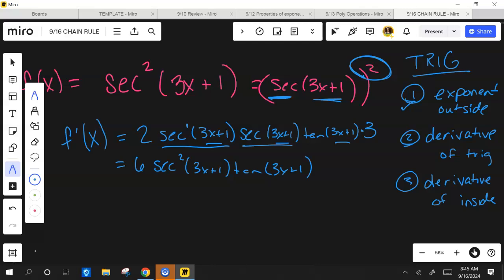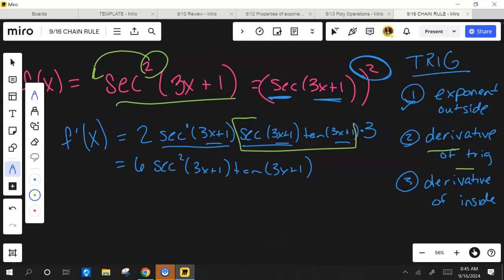The derivative of secant is secant tangent. So you do the exponent outside first, and all of this stays the same. Then you do the derivative of the trig function, which is this. And then you do the derivative of the inside, which is this.